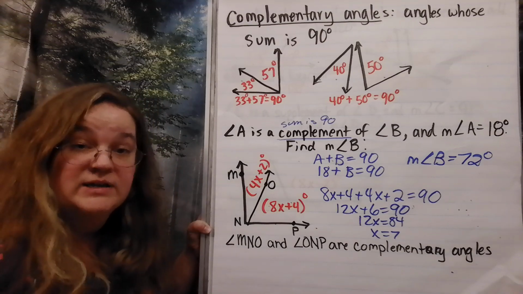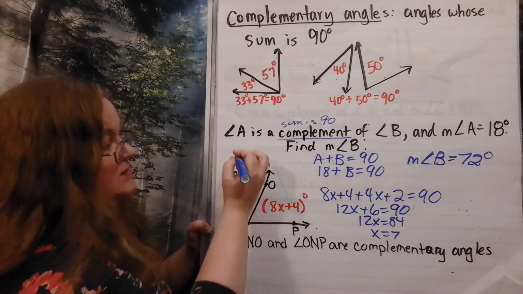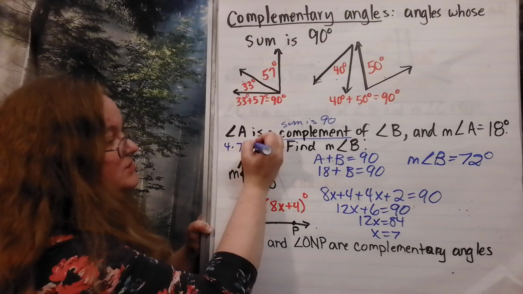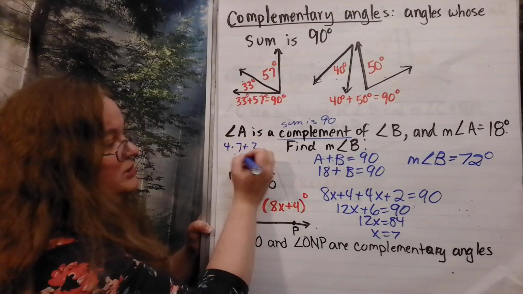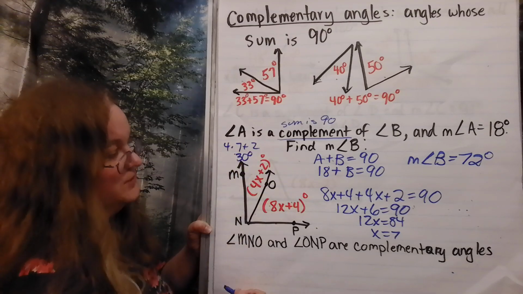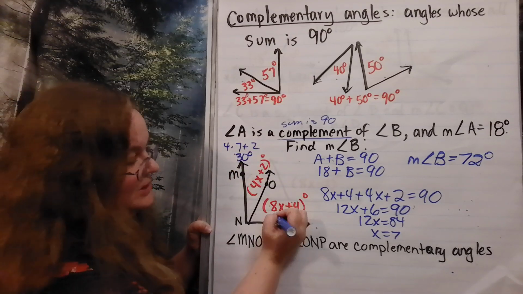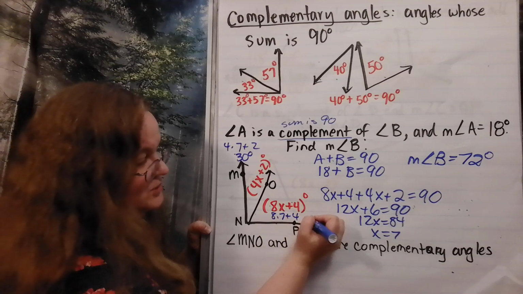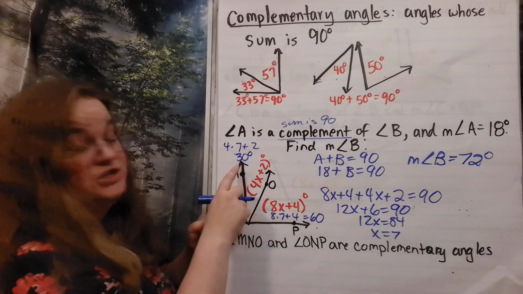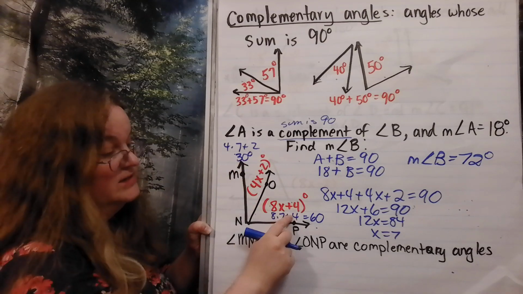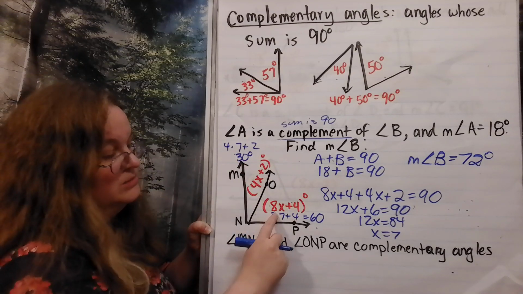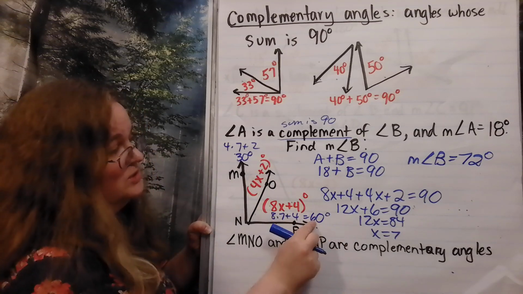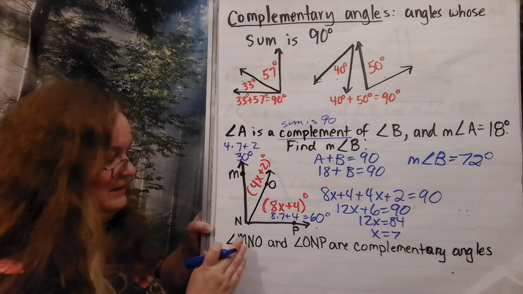In order to find the answers, I can substitute it back in. So when I do that, 4 times 7 plus 2, that gives me 28 plus 2 is 30 degrees for that angle. For this one, 8 times 7 plus 4, 56 plus 4 is 60. Now, I could have just done 90 minus 30 to find 60, but by substituting it into both, I've double checked that I do in fact have the right measure because, of course, this plus this should equal 90.